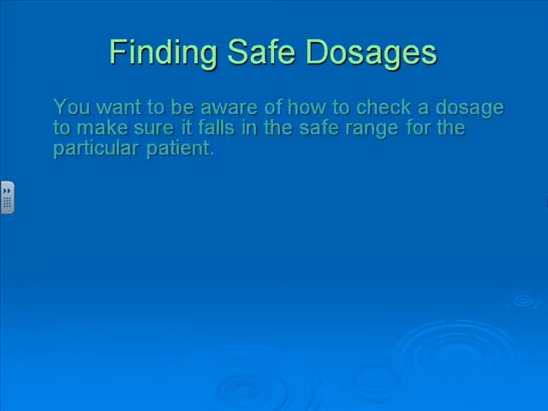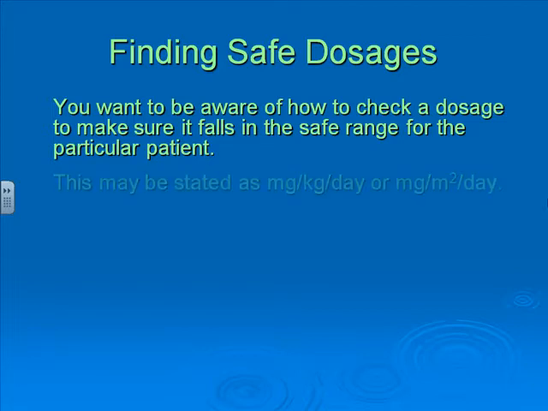Now let's look at finding safe dosages. We always want to be aware of how to check these. That way, whatever patient we have, we can calculate the safe range for that medication and for that patient and make sure no medical errors were made, whether it was the doctor writing it down or maybe we looked at it wrong. Whatever the case may be, we want to make sure the medication we're giving the patient is truly safe to give them.